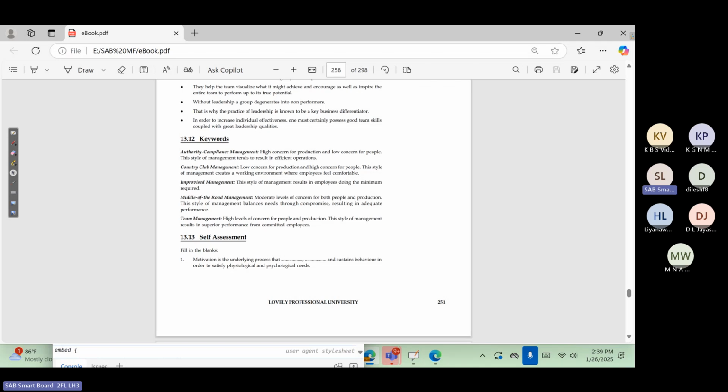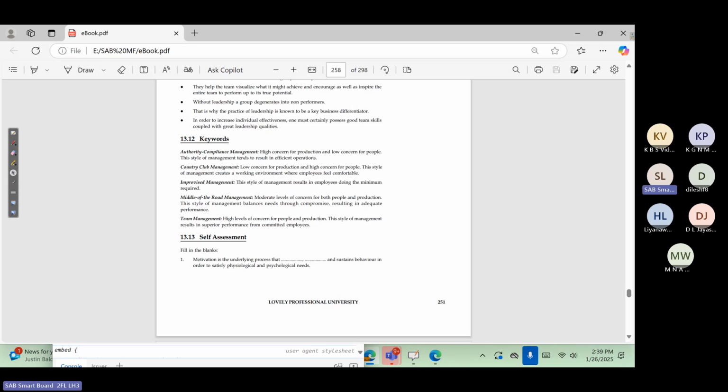Yeah, these are the 5 points mentioned in the model. Authority compliance management, that's a high task, low relationship position. Right. High concern for production and low concern for people. Then the production term in this should be taken as people. This style of management tends to result in efficient operation. Main focus is to enhance the efficiency, to get the task done anyhow.